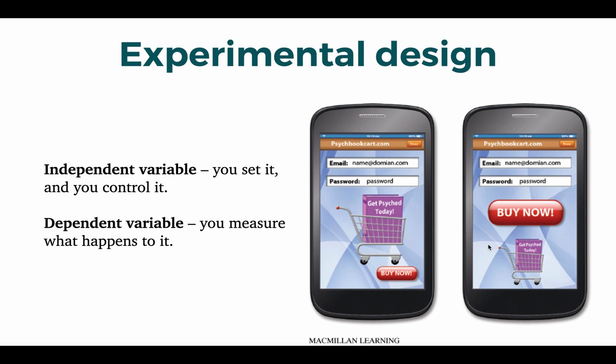Developers use it all the time in human factors, but really in science it's just called experimentation, right? You have a variable that you change. In this case, the independent variable is the location of the buy now button, and you have a variable that you measure, and in this case it's the number of clicks that you get based on where the button is.